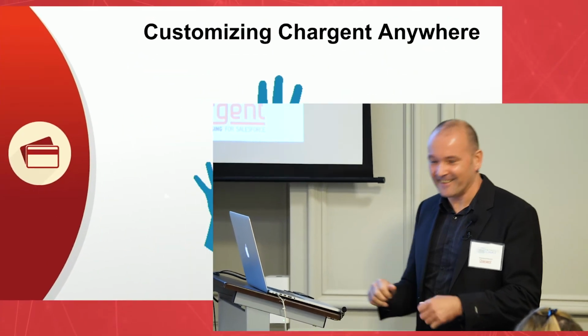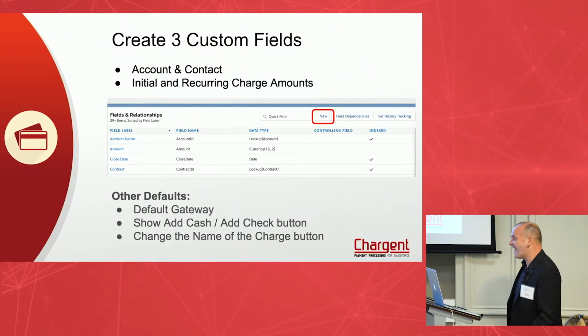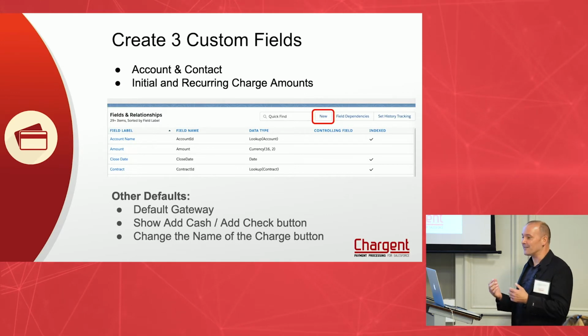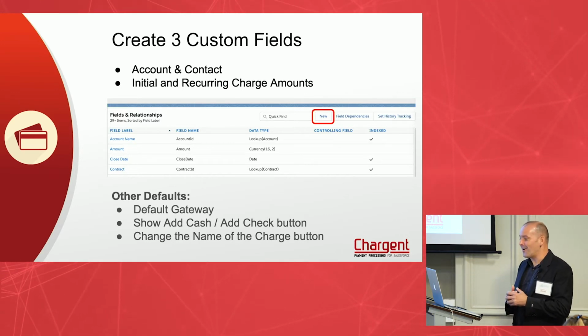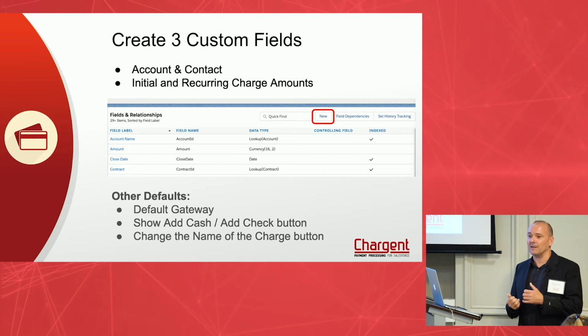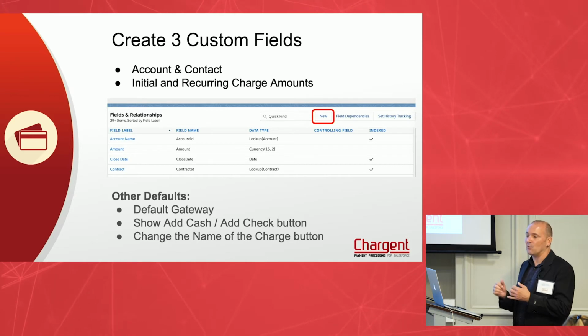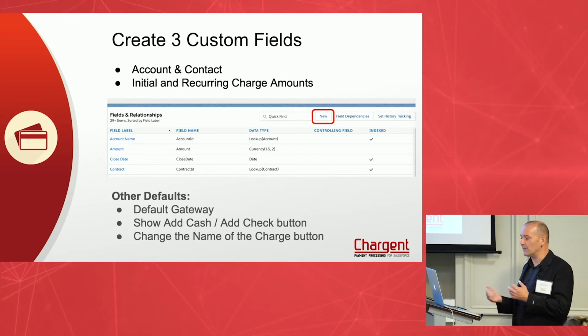So we're going to talk a little bit about customizing Chargent Anywhere. Is everybody ready for this? Okay, good. There's several things that you can customize with Chargent Anywhere. You can automatically have it populate a recurring charge, or the payment console can automatically be populated with the account, where you can select the contact record that you want to populate it with.